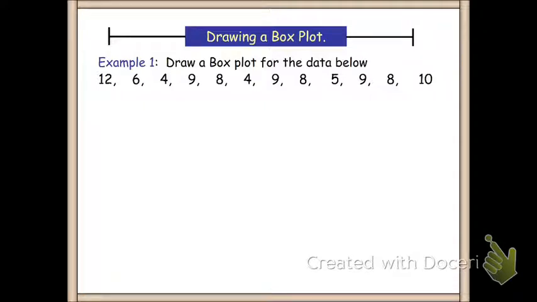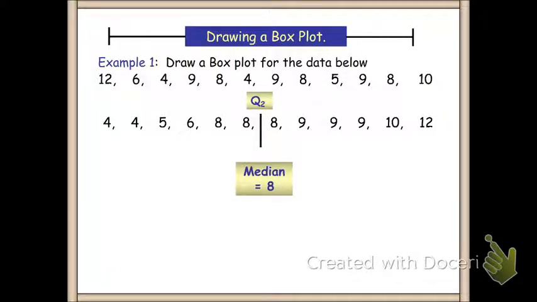So it says draw a box plot. First thing to do is order it. You can use sort A on your calculator to order it. Or if there's not very many numbers, you can sort them yourself. But I would enter them in a list and then use sort.